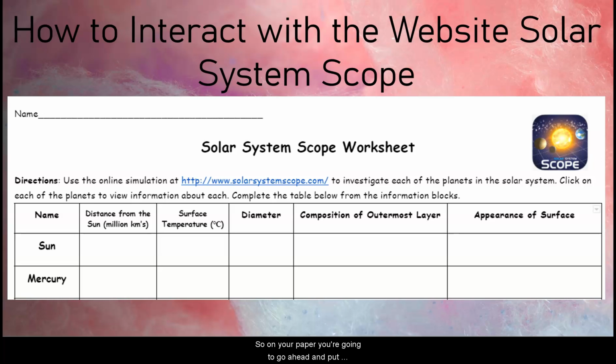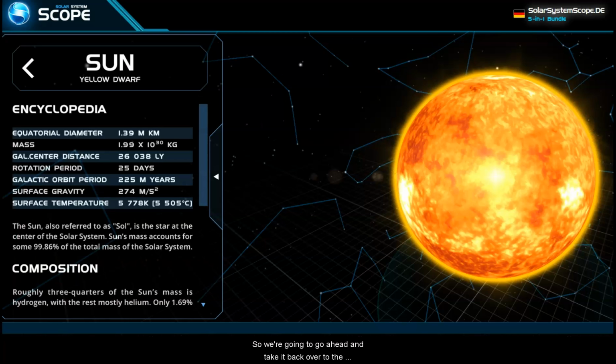So on your paper, you're going to go ahead and put 0 because it's the sun, so obviously it doesn't have a distance from the sun, or we can also put that from the Earth, it is 1 AU from the Earth. Okay, so we're going to go ahead and take it back over to the Solar System Scope website, and the other information we need to get here is the surface temperature, and I can see the surface temperature right here.